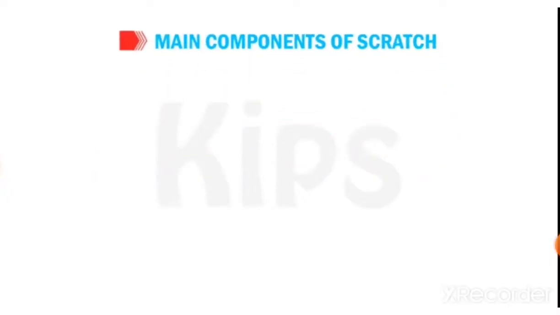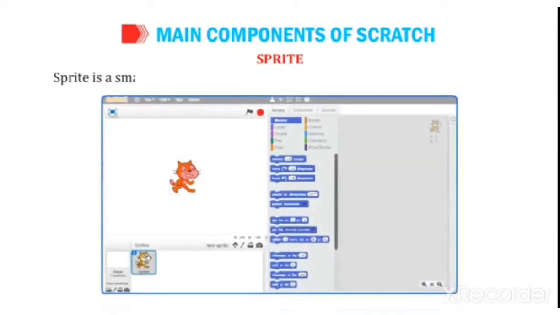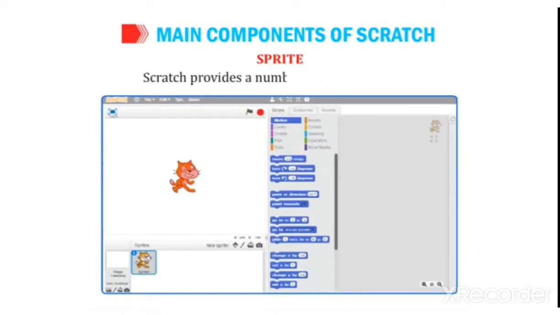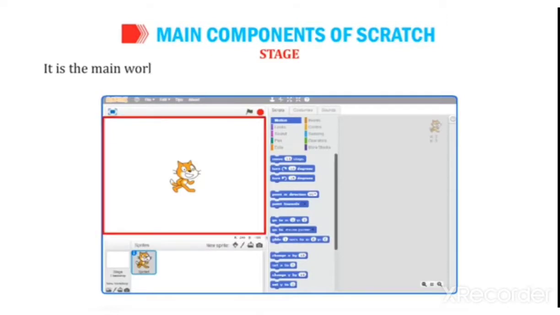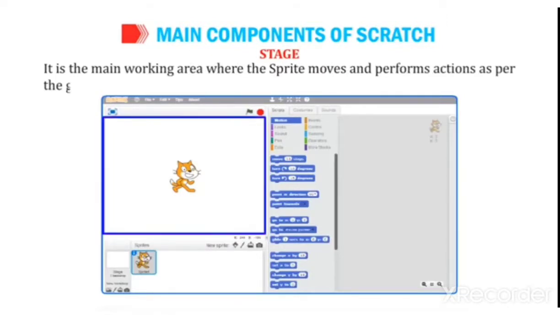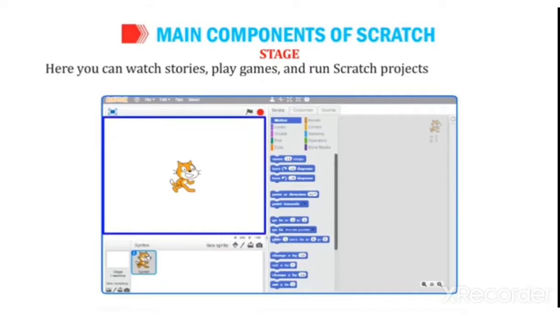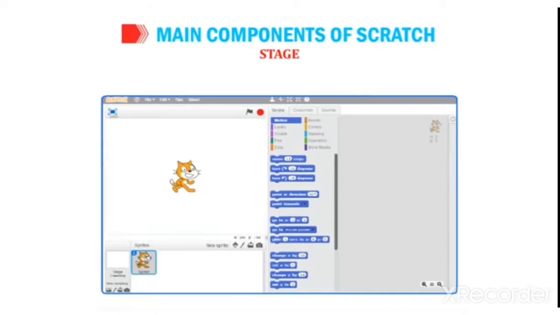Components of Scratch. Sprite. Sprite is a small graphic character that performs actions in a Scratch project. Scratch provides a number of inbuilt sprites. Cat is the default sprite in Scratch. Next is stage. It is the main working area where the sprite moves and performs actions as per the given instructions. Here you can watch stories, play games and run Scratch projects that you have created.